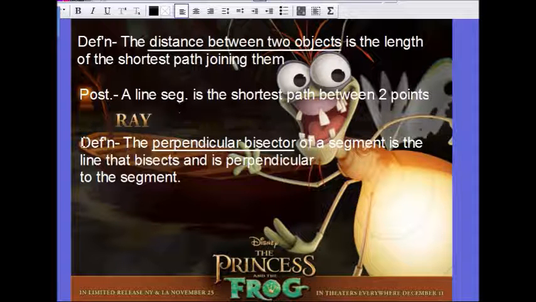Our next definition. The perpendicular bisector of a segment is the line that bisects and is perpendicular to that segment, which we actually talked about in the last section a little bit. If you have any questions about these definitions, make sure you make note of it. So if you can't picture what I'm talking about, let's make sure we go through it tomorrow in class.